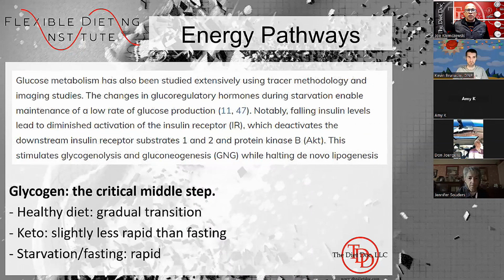So glucose metabolism has also been studied extensively using tracer methodology and imaging studies. The changes in glucoregulatory hormones during starvation enable maintenance of a low rate of glucose production. Notably, falling insulin levels lead to diminished activation of the insulin receptor, IR, which deactivates the downstream insulin receptor substrates 1 and 2, protein kinase. This stimulates glycogenolysis and gluconeogenesis while halting de novo lipogenesis. So we know that when you introduce carbs, you halt lipogenesis. No, I'm sorry, when you're dieting, you're not going to create body fat.